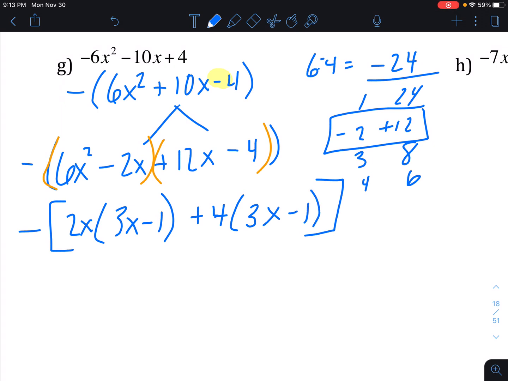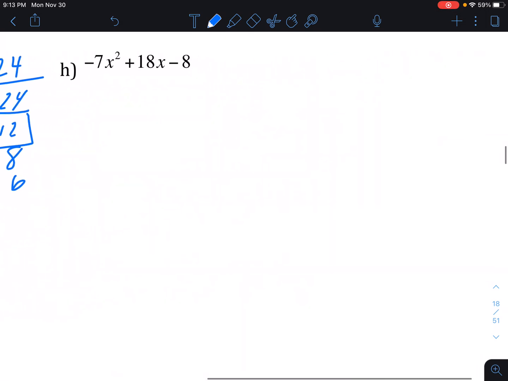So now we can regroup because the parentheses match. We're going to bring down the negative, then go to our two parentheses. In one parentheses, put your 3x minus 1. The other parentheses, put your GCFs, 2x plus 4. Now, you might notice that in this problem, we actually could have done a GCF of -2 in the beginning, but I chose to ignore that because I'm just trying to illustrate the A times C method for you guys and not overdo it. Okay, last one.